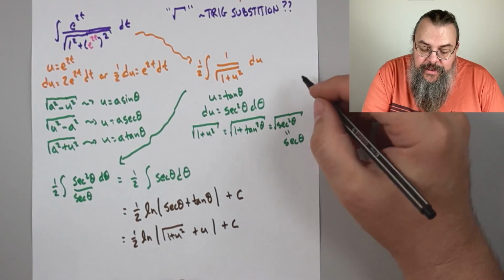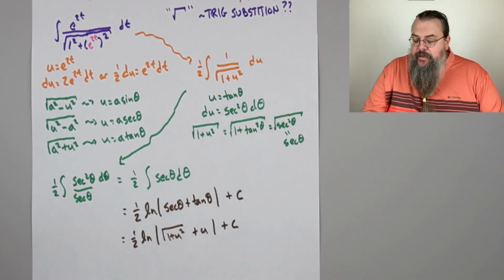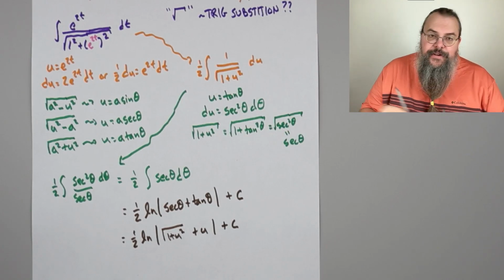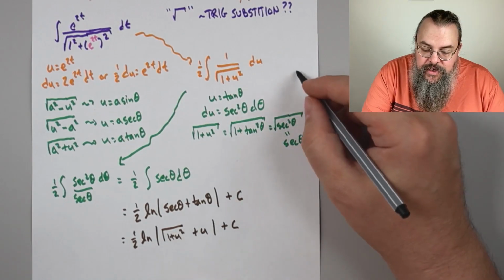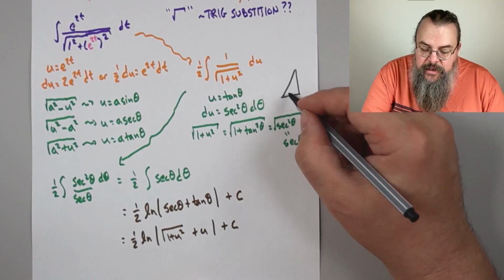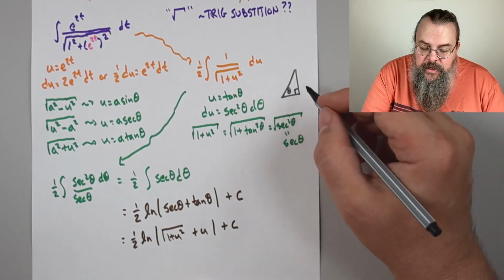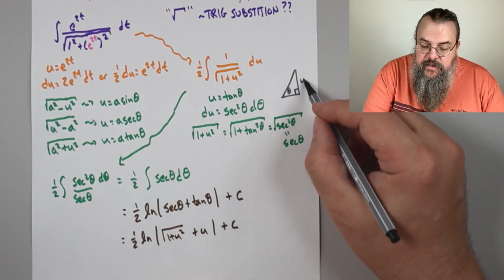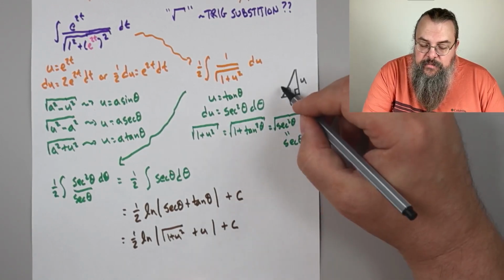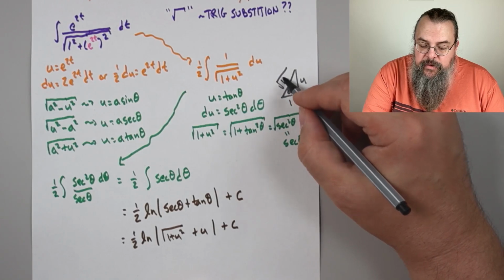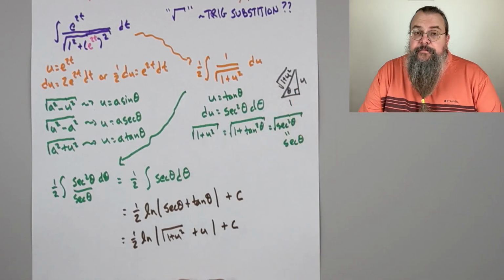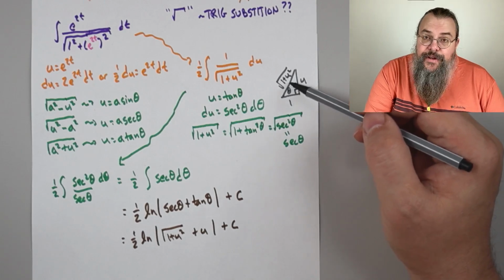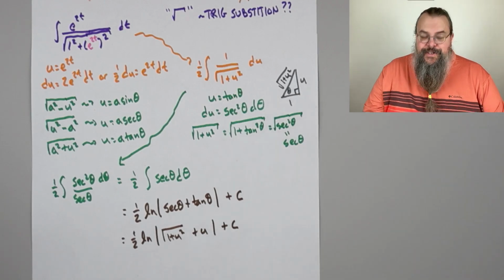Now, if we didn't have these, what would we have done? We would have drawn a triangle. I'll do it in a different color. Let's see, I haven't used this color yet on this page. We would put theta in the corner, and tangent theta is opposite over adjacent, u over 1. So the missing side is the square root of 1 plus u squared by the Pythagorean theorem. And then secant is the hypotenuse, the square root of 1 plus u squared, over the adjacent.